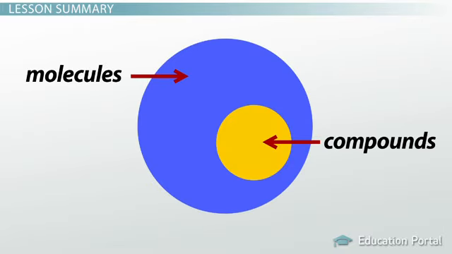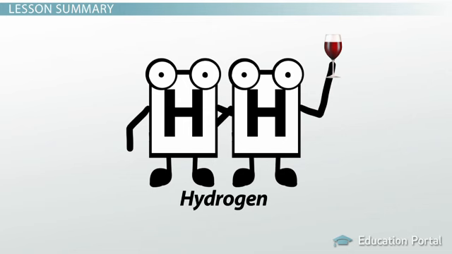All compounds are considered molecules, however, not all molecules are considered compounds. An example of a molecule not considered a compound is hydrogen gas because it consists of two atoms of the one element hydrogen.